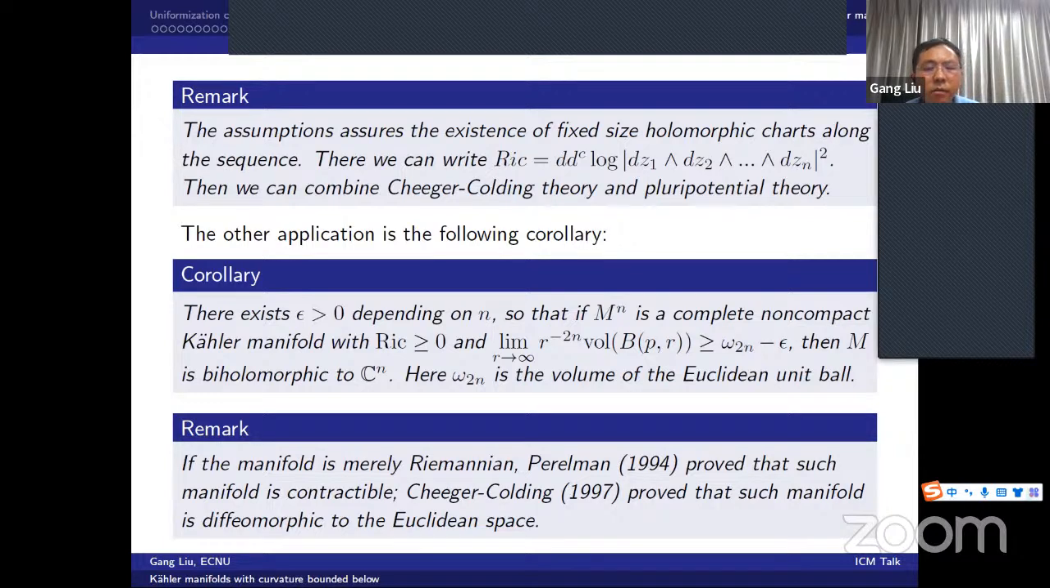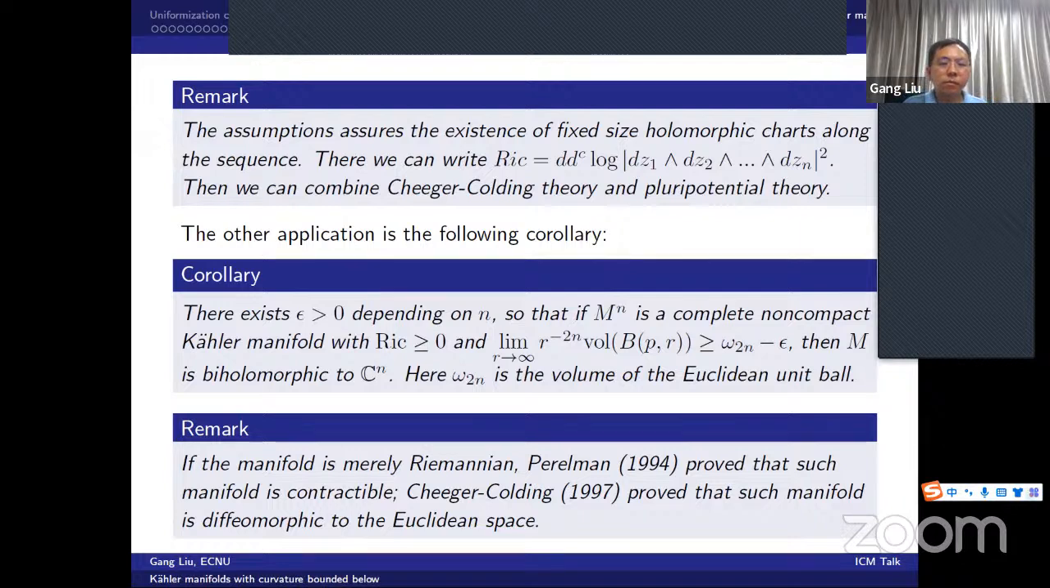A second corollary is the following. It says that if you have a complete non-compact Kähler manifold with non-negative Ricci curvature, and the asymptotic volume ratio is very close to the Euclidean volume, then it is biholomorphic to C^n.